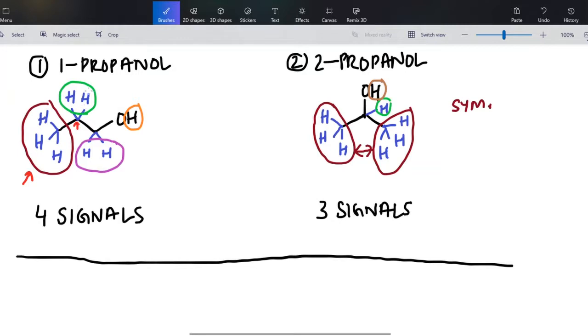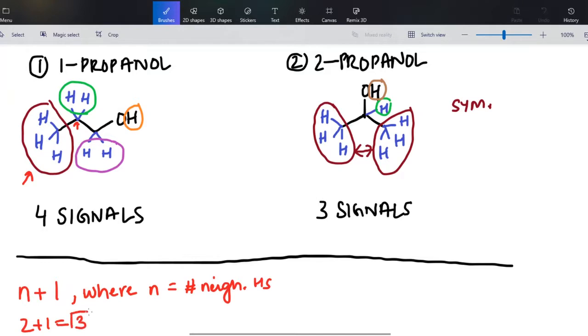This carbon has 2 hydrogens present on it, and we utilize the following formula, n+1, where n is equal to the number of neighboring hydrogens. So here we determine for this particular signal, it has only 2 neighboring hydrogens, thus 2 plus 1, you get a multiplicity of 3 for that particular group. So I'm going to denote here that CH3 has a multiplicity of 3.